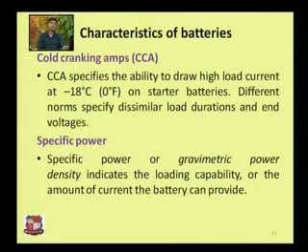Next parameter is specific power. Specific power, or gravimetric power density, indicates loading capability, or the amount of current that the battery can provide. Always check this parameter because it is very important. A battery can provide a voltage, but you have to check the current also, how much it is providing.